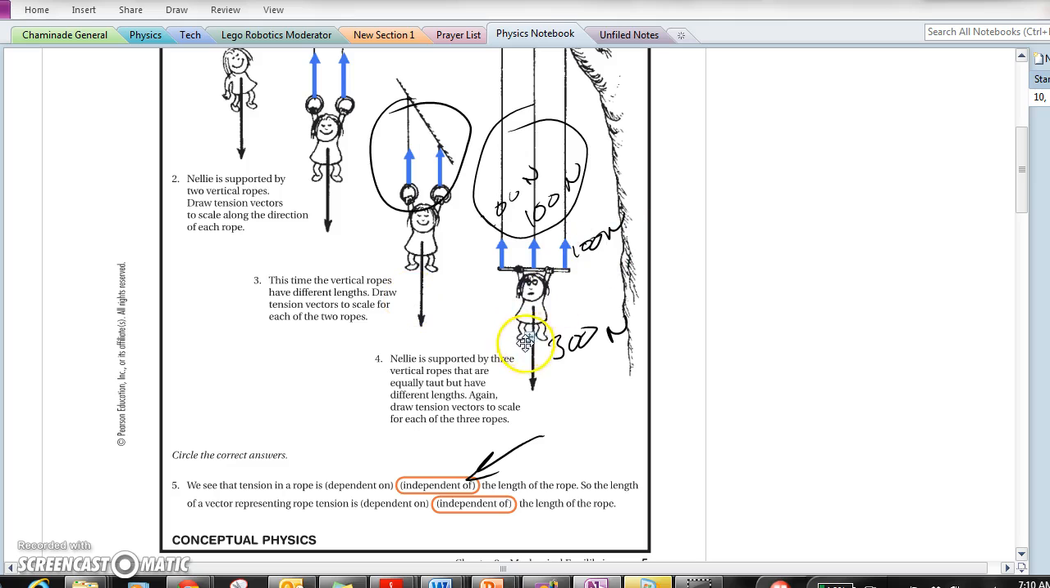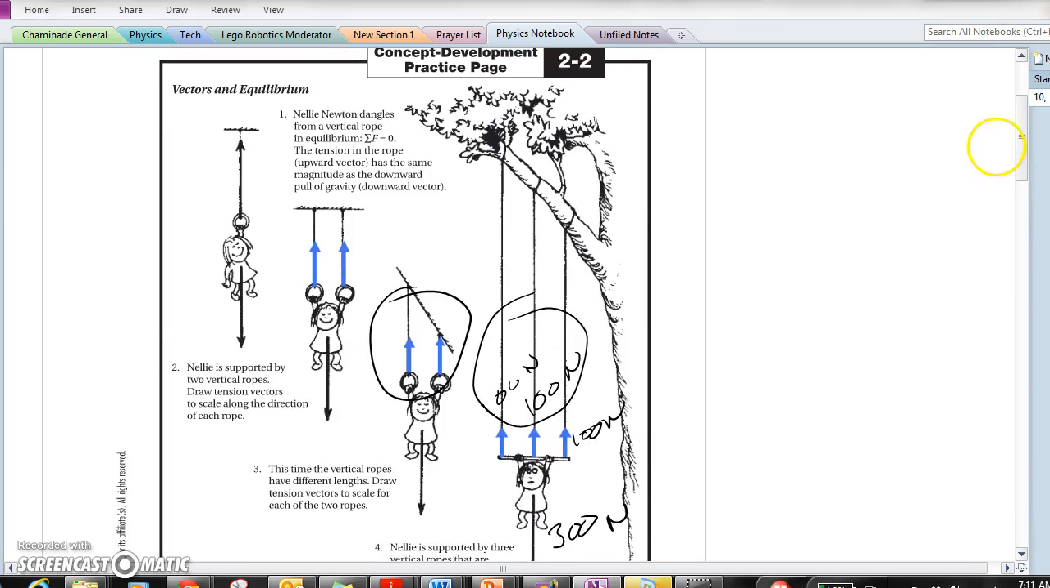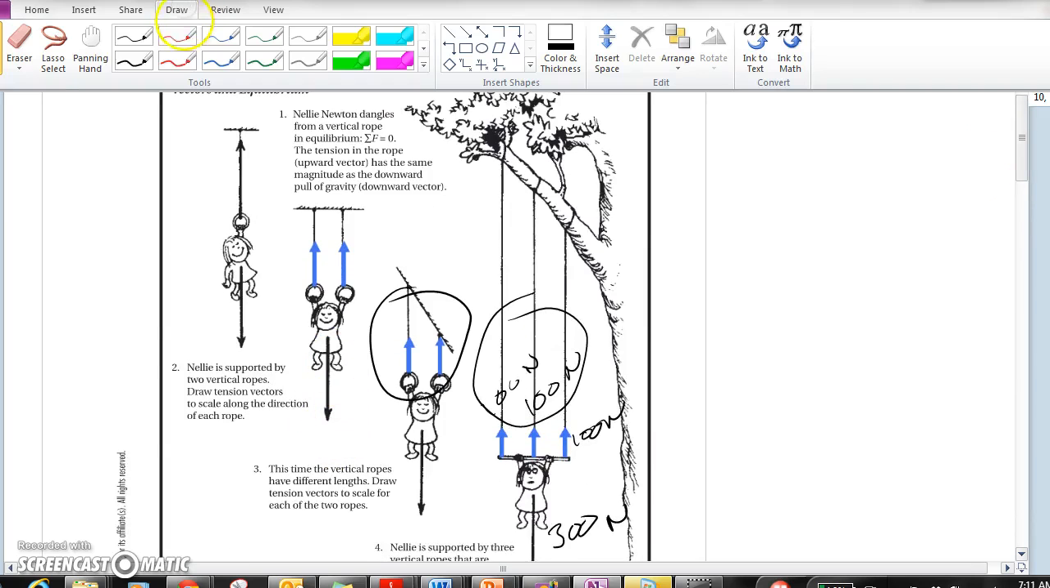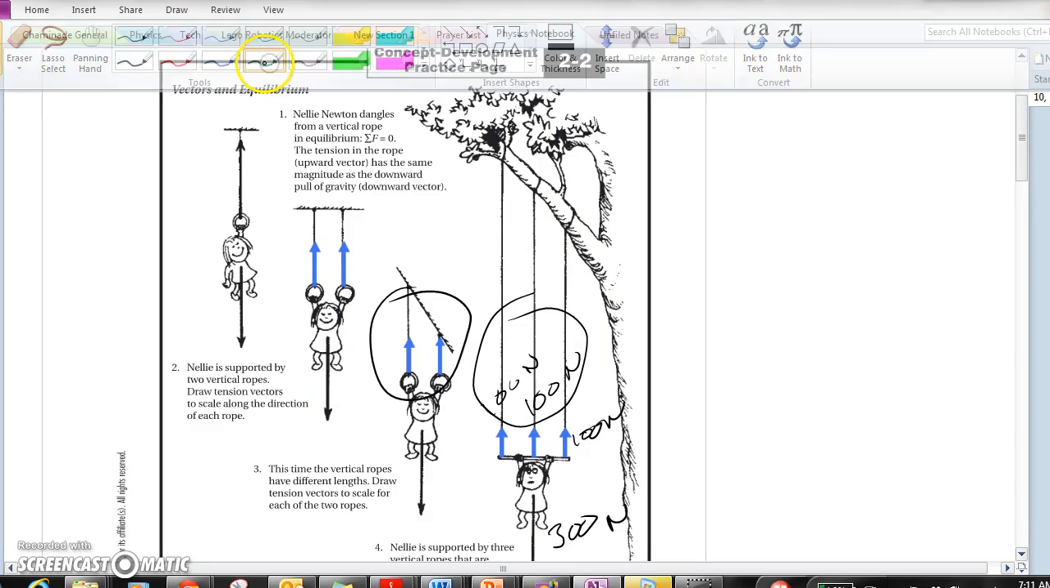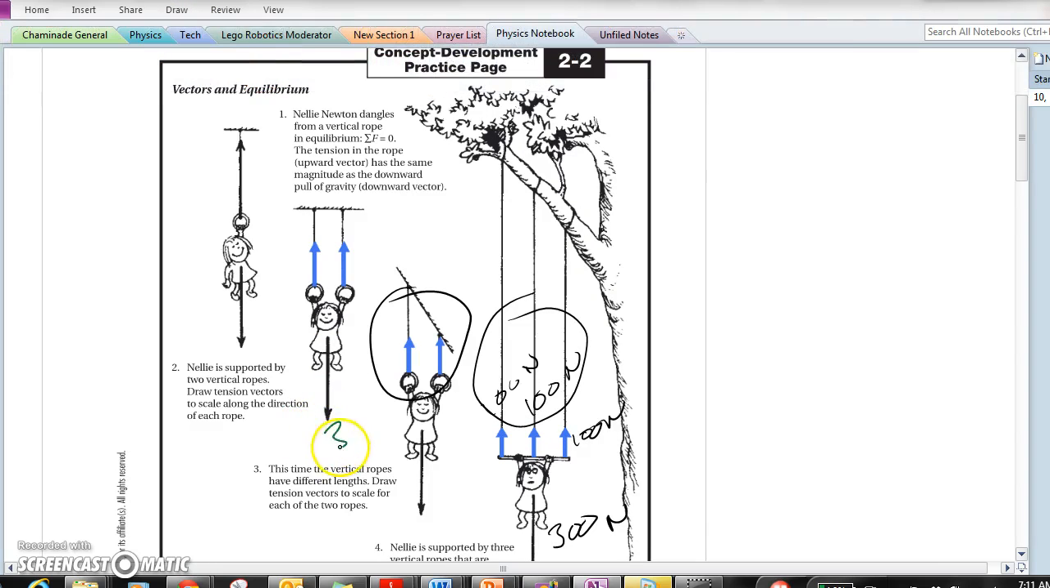So looking here, if Nellie Newton is 300 newtons down, the weight will be distributed evenly among these two ropes. Nellie Newton again is 300 here. We'll do green. She's 300. No matter what, whether the rope is long, short, or long, the total tension upwards will be 150 for each.